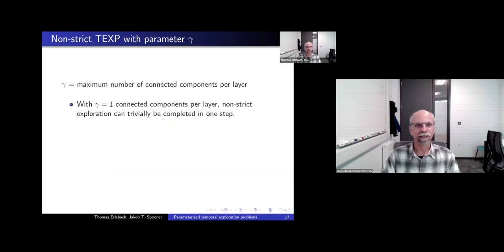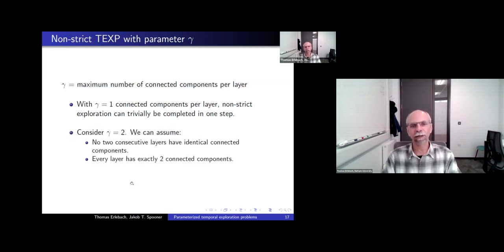And now the latest results. So if you have gamma connected components per layer, if gamma equals 1, that means every time step is just a connected graph. And then it's trivial because even in the first time step from S, you can already visit all vertices. So it's trivially explorable. Let's look at gamma equal 2.